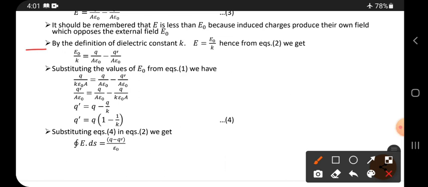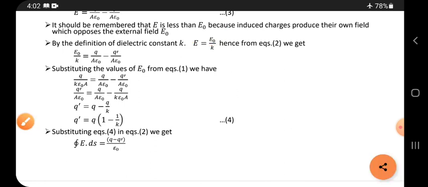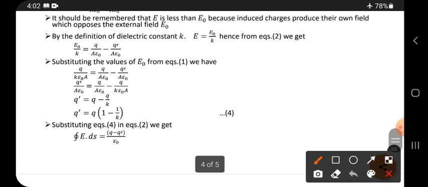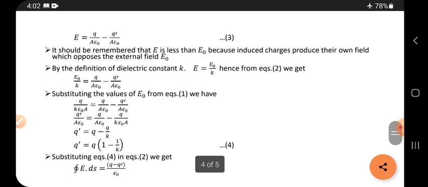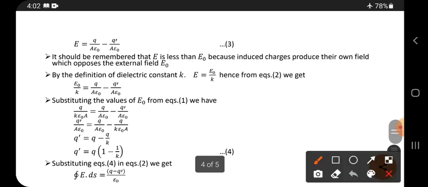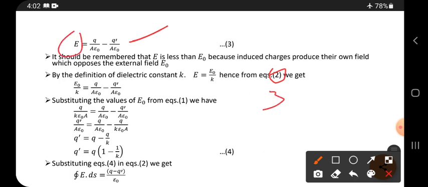By the definition of dielectric constant K, E is equal to E naught by K, where E is the electric field with a dielectric and E naught is the electric field without a dielectric. And here, from equation 3, not equation 2, it is equation 3 only, in the place of E we have to write E naught by K.